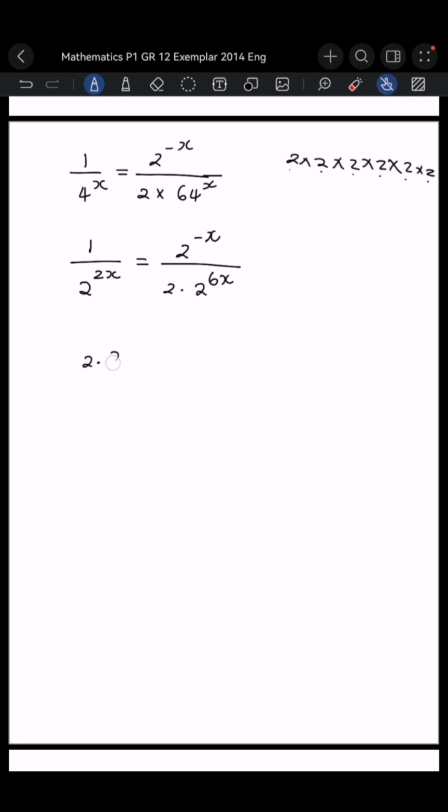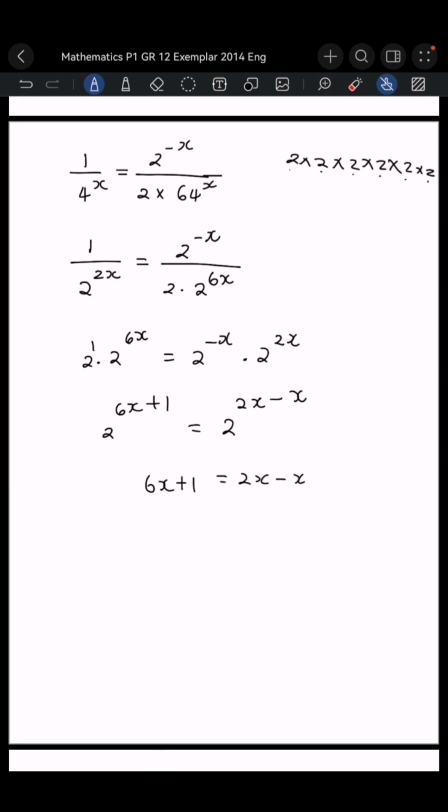We do a cross multiplication. We have 2 times 2 raised to the power of 6x is equal to 2 to the minus x times 2 to the 2x. Therefore, what we have is 2 raised to the power of 6x plus 1, because this is a 1, is equal to 2 to the 2x minus x. Therefore, 6x plus 1 is equal to 2x minus x. Therefore, 6x plus 1 is equal to x. Go that side. Therefore, 5x is equal to negative 1. Therefore, x is equal to negative 1 over 5.